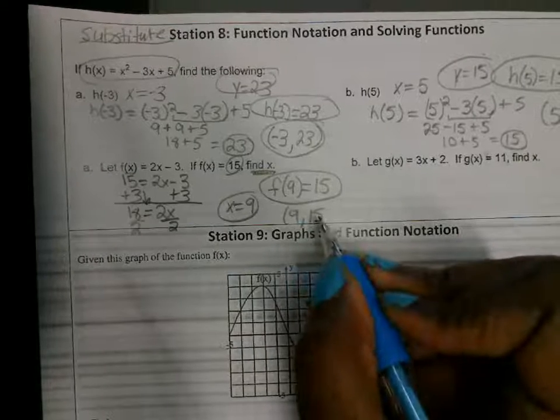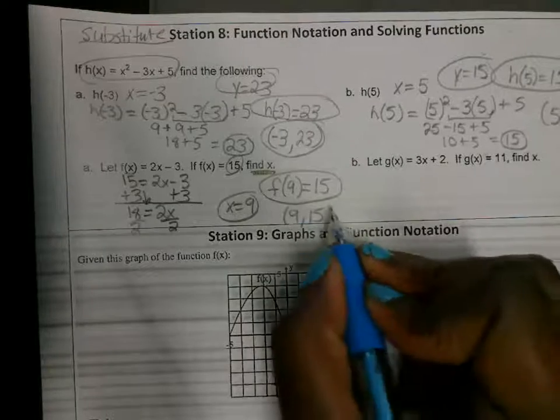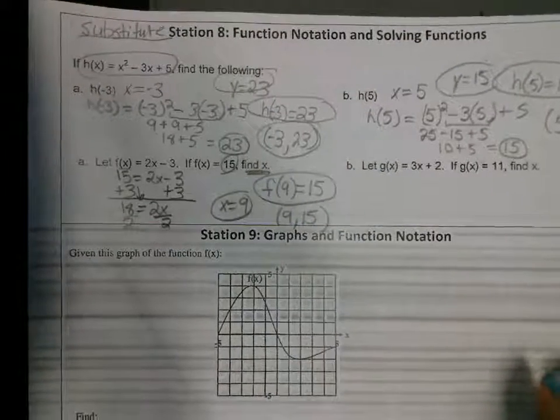9, comma 15. Who's that? No. Wait, they got a key. They got a key. Make them use their key.